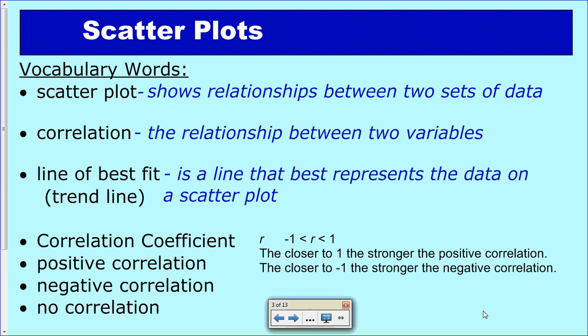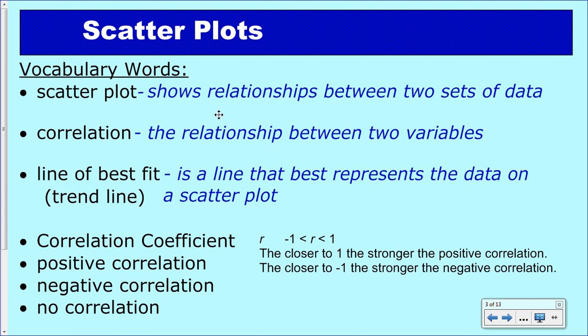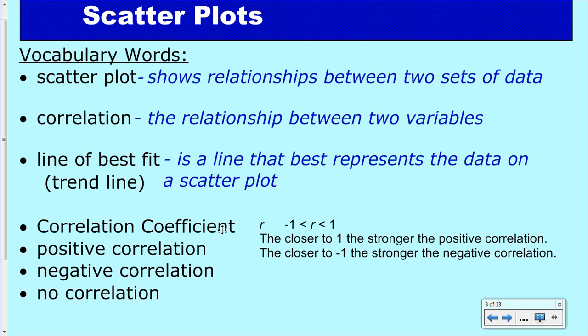Here's some vocabulary that you need to know. A scatter plot shows a relationship between two sets of data. A correlation is the relationship between the two variables. A line of best fit is a line that best represents the data on a scatter plot, and we're going to talk a little bit more about that in a minute. A correlation coefficient is represented by an R.